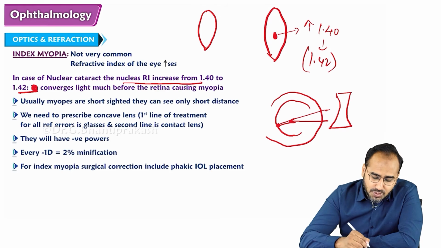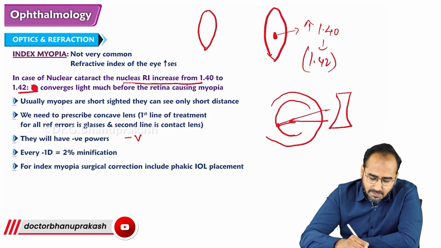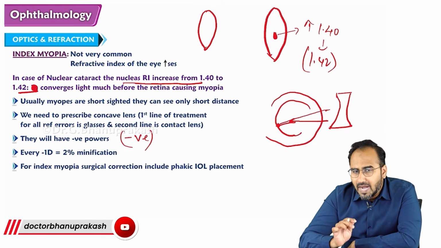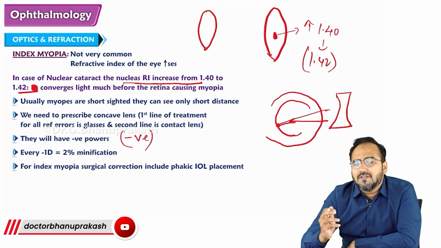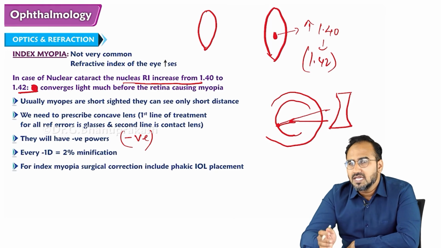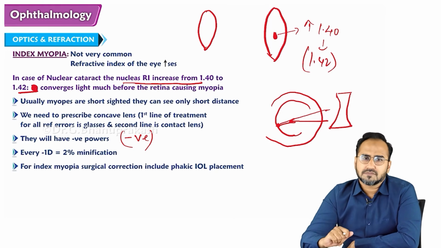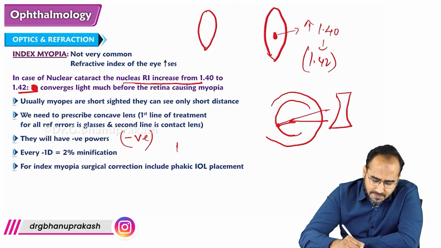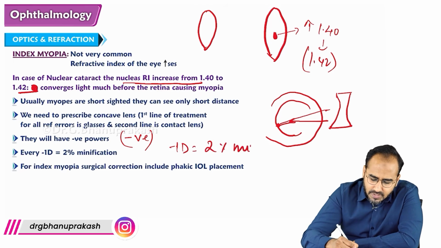Myopic glasses usually have negative powers, minus power. Why? Because when we give concave glasses to myopics, it will minify the things on the retina. It is used for minification, hence minus power. Every minus one diopter is equal to 2% of minification.